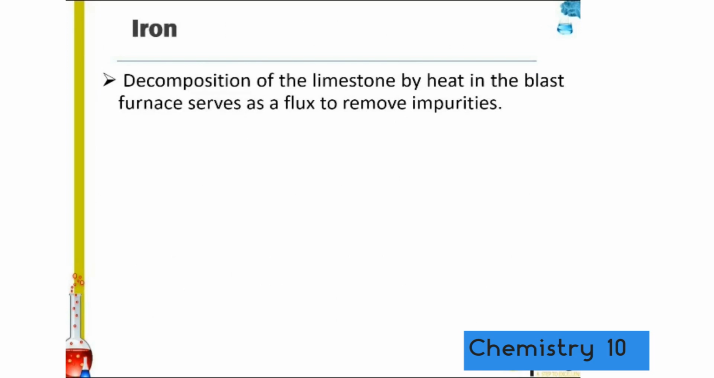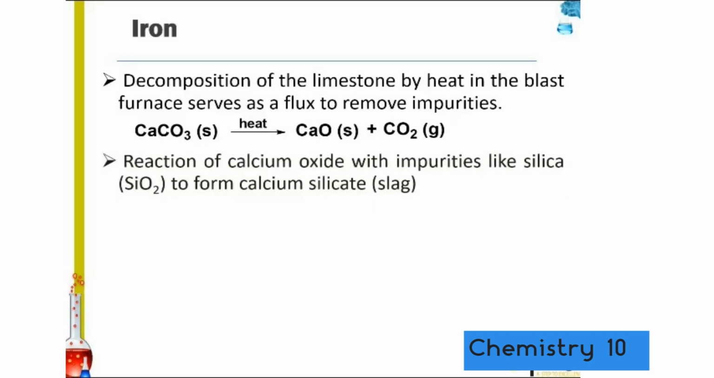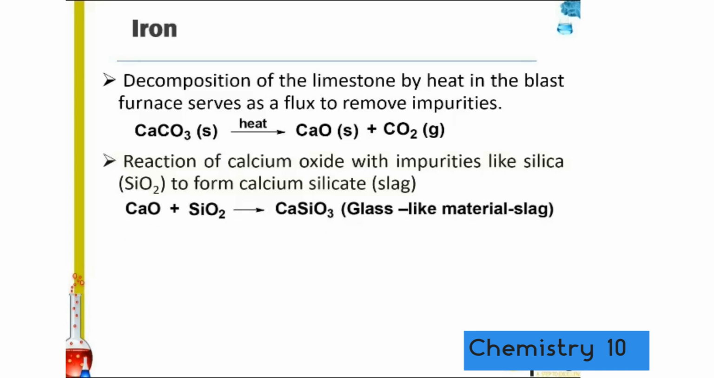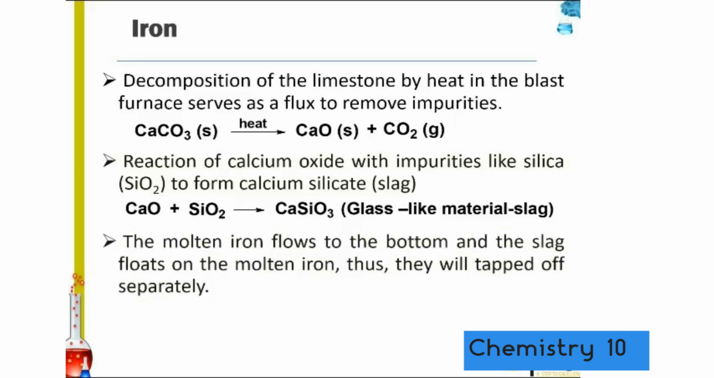Decomposition of the limestone by the heat of the blast furnace serves as a flux to remove impurities. Here we can see our calcium carbonate, the main component of limestone, decomposing into calcium oxide and carbon dioxide. The reaction of this calcium oxide with impurities like silica to form calcium silicate or slag allows for the removal of these impurities. As the molten iron flows to the bottom and the slag floats to the top, we can therefore tap off each of them separately.